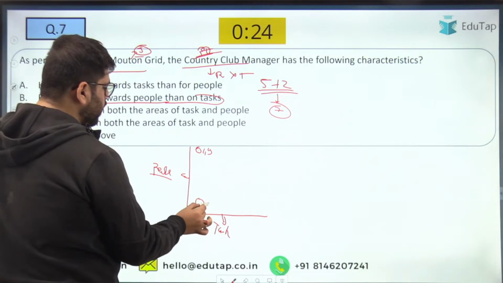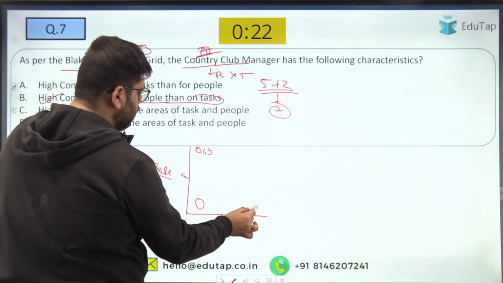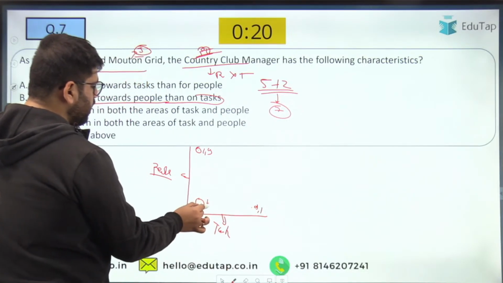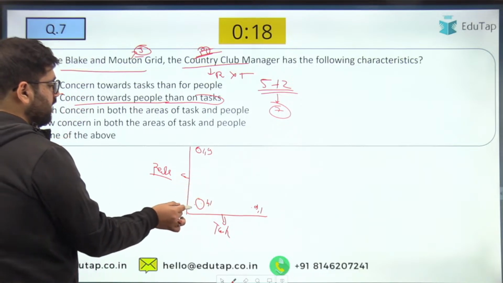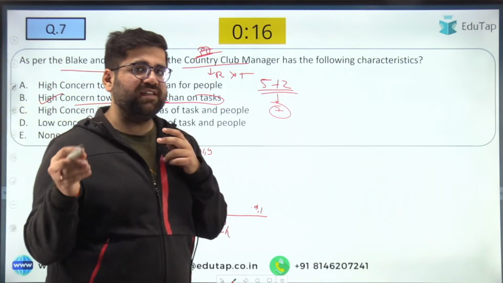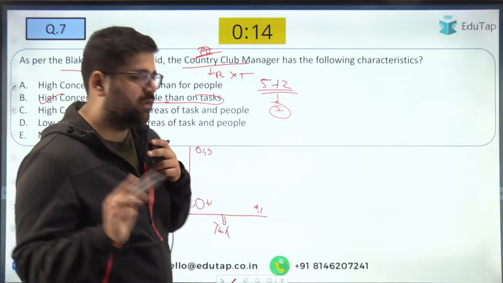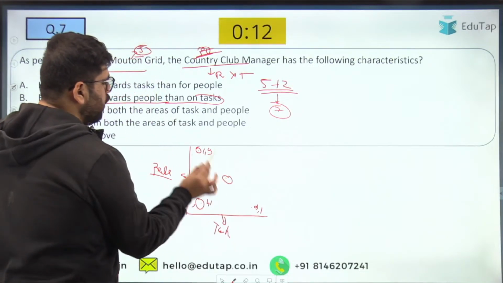Then you have the task oriented person over here who has the score of 9,1. Then you have a person of 1,1 as well, who is known as impoverished. Impoverished basically means that he doesn't know anything. Then you have somebody who is in the middle of the road.